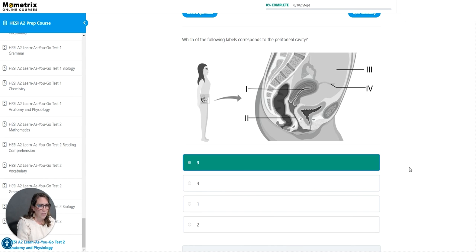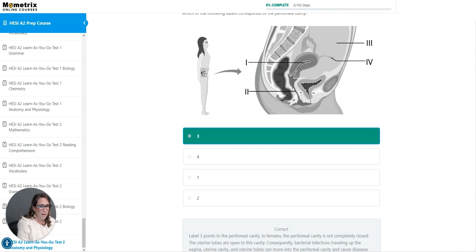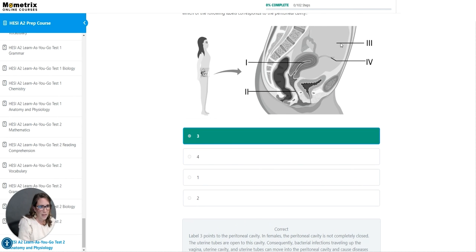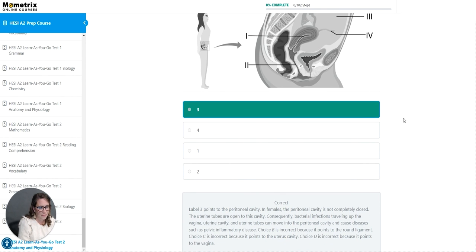But if you take a look, this is the vaginal cavity, the uterine cavity, and then option number 4, which would be the second one there, choice B. This is just the round ligaments that help to hold that uterus in place, whereas Roman numeral number 3, or your first option here, that is your whole peritoneal cavity itself.